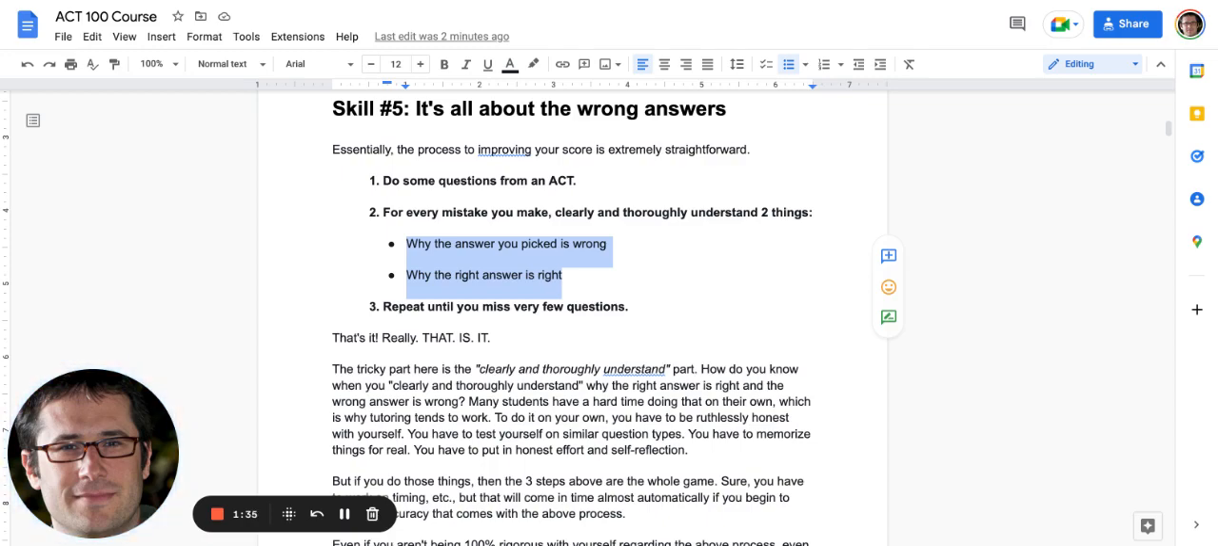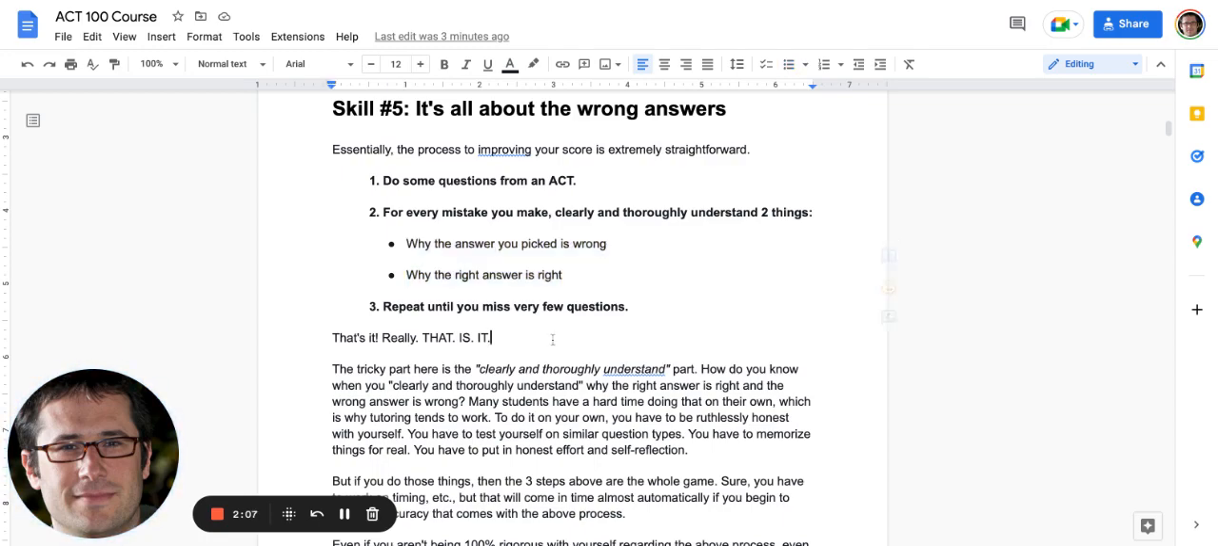If you make a mistake and you're like, okay, I pretty much get it, then you're going to make that mistake again. If it's, I mostly get it, then you'll make that mistake again now and then. And if it's, oh my goodness, I can't believe how I ever thought that what I picked could possibly be right, and because you've done a deep dive into it, then you won't miss that question again.